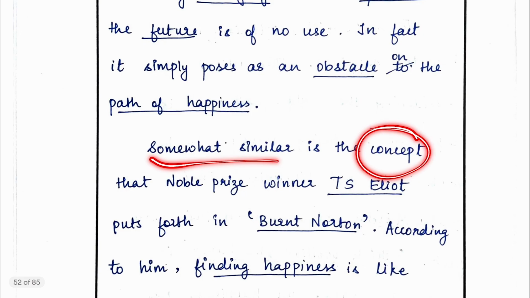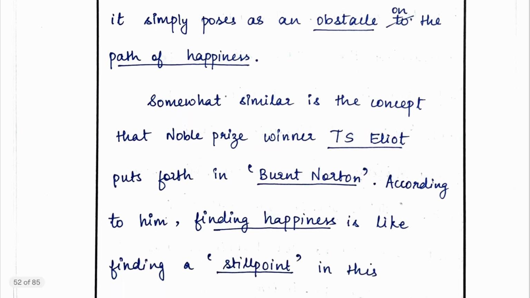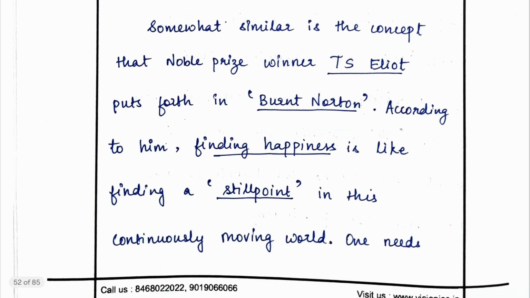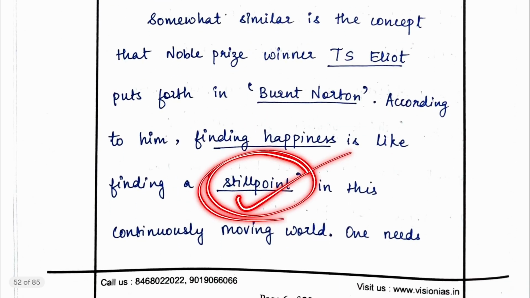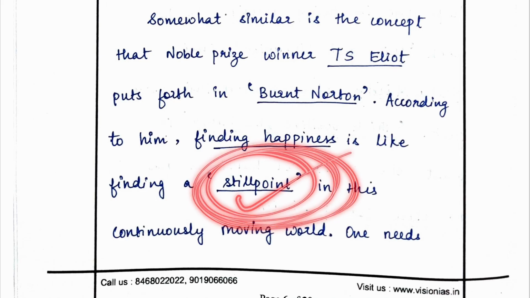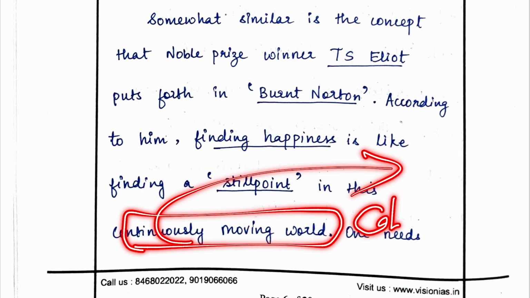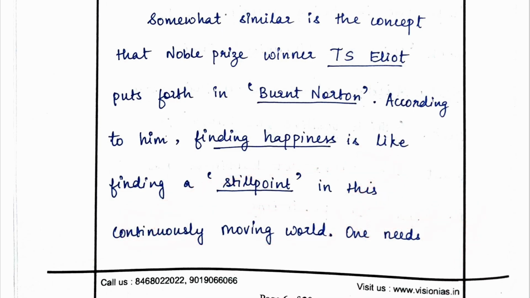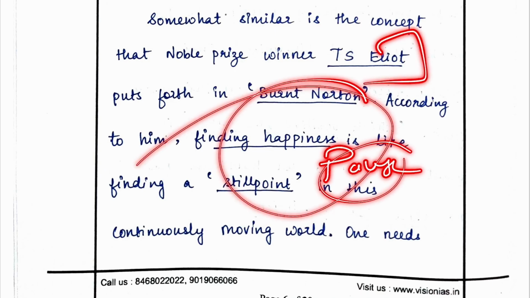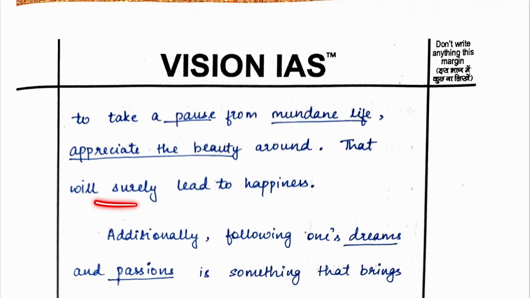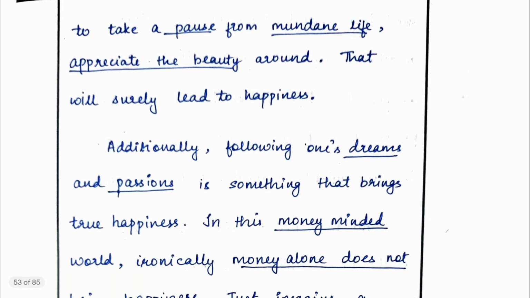Somewhat similar is the concept that Nobel Prize winner T.S. Eliot put forth in Burnt Norton. According to him, finding happiness is like finding a still point. So if you want to find happiness, you have to find a still point in this continuously moving world. So the world is continuously moving, continuously changing, and you have to find the static still point. You have to take a pause, right? So using T.S. Eliot's theory, to take a pause from mundane life, appreciate the beauty around, that will surely lead to happiness.